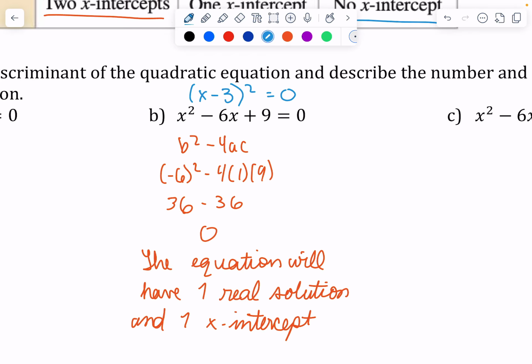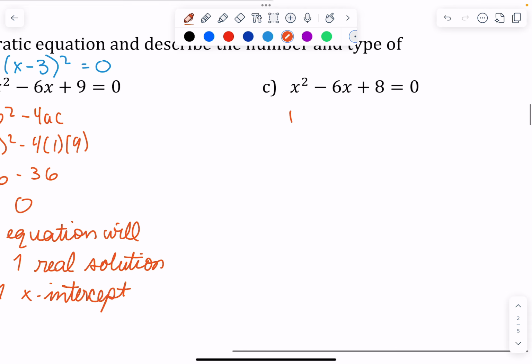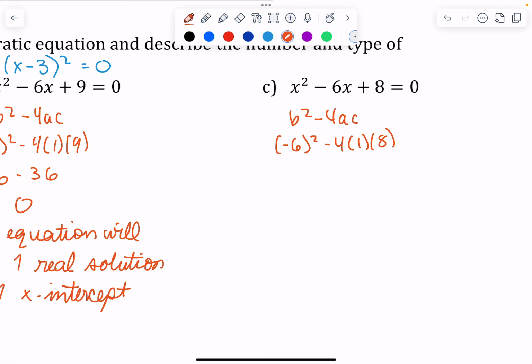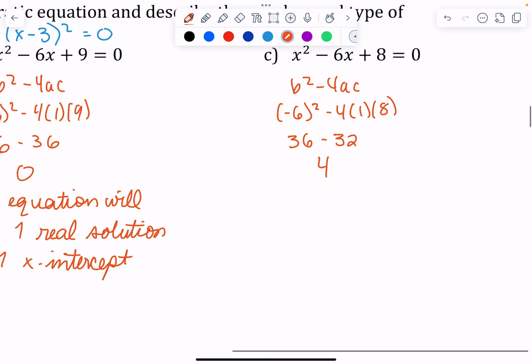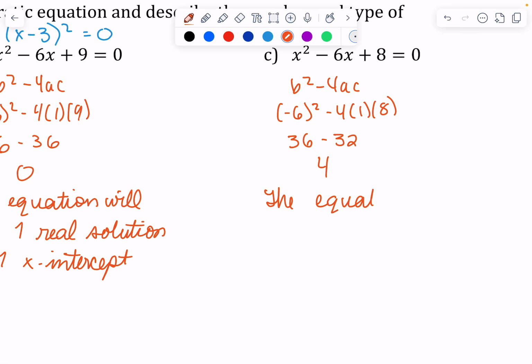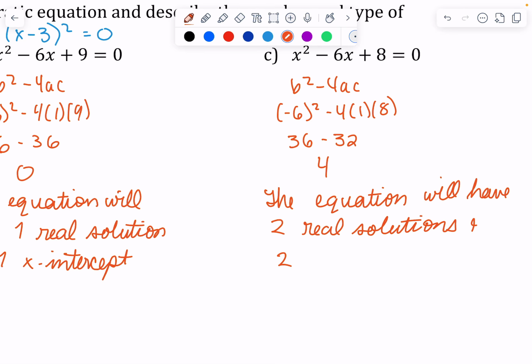All right, last one. Again, use the formula. So that means negative 6 squared minus 4 times 1 times 8. So that's 36 minus 32, which is 4. Since the discriminant is positive, the equation will have 2 real solutions and 2 x-intercepts.